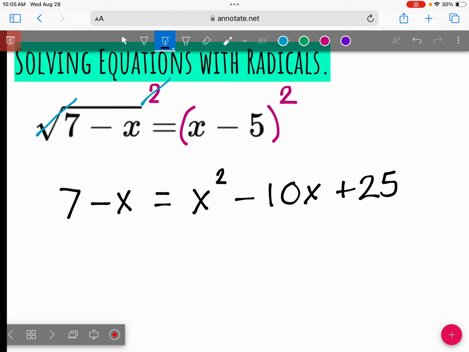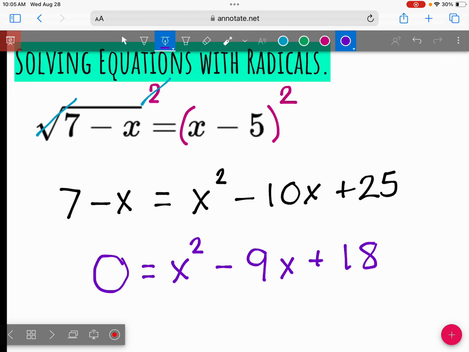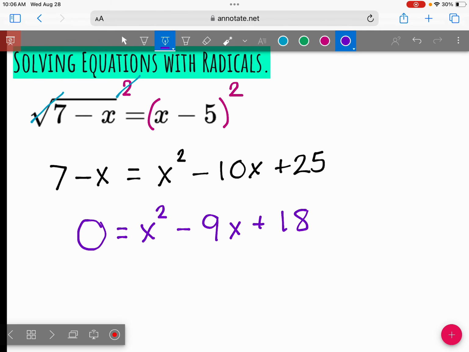What do we need to do to be able to solve this? Set it equal to 0. So we're going to add x and subtract 7. So to get this equal to 0, we're going to have x squared minus 9x plus 18. Now we need to solve this guy.